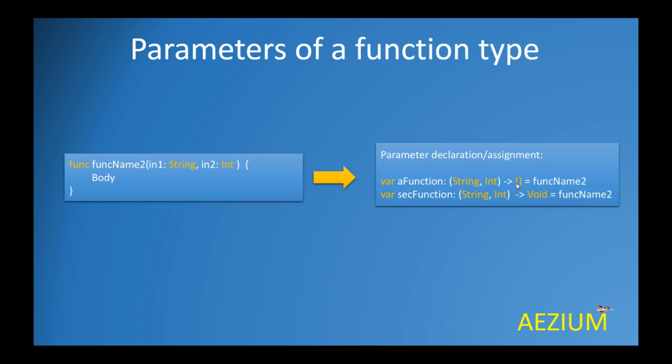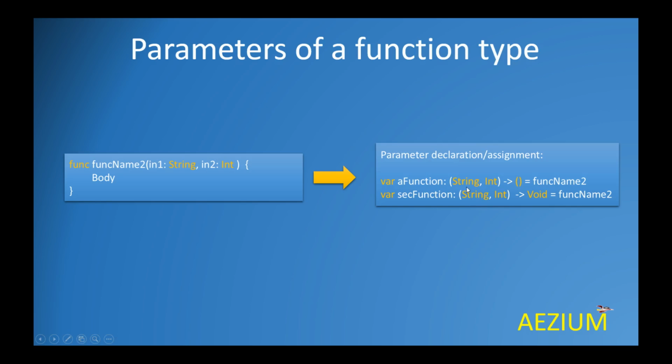So for that reason, instead of showing the format like this, we could show it in this alternative format, and instead of the empty brackets, we could use the word void. So in the case of these two examples, we are saying that we have two variables, one called a function, the other one is called the second function.